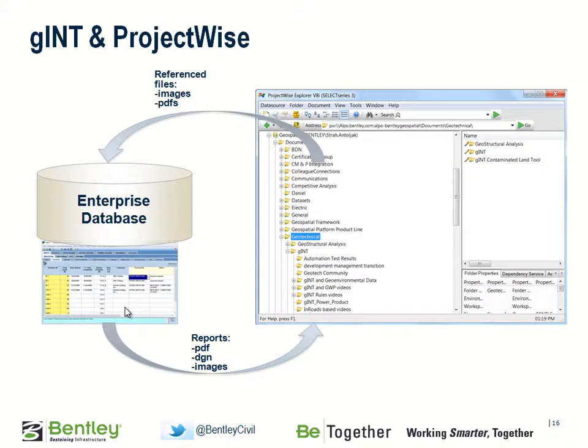Another very useful interoperability is GINT and ProjectWise. GINT can store references or paths of images or photos taken in the field, or PDFs that can be scanned, legacy reports, logs, and other reports as well. And all these files can be referenced in GINT and stored in ProjectWise. Traditionally, those files were stored someplace on the network, and now they can be stored in ProjectWise. That gives us much greater flexibility in collaboration, file, and content management.